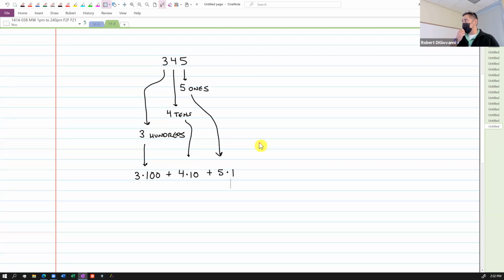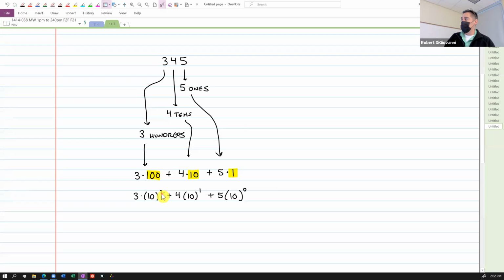Now check this out. This is the cool part. Every single one of these numbers here, 100, 10 and 1, those are all powers of 10. Watch. This is 3 times 10 squared plus 4 times 10 to the first plus 5 times 10 to what power? 0. So when we write 5 in the first digit, this is how many 10 to the zeros we have. When we write 4 in the second digit, this is how many 10 to the first powers we have. If we write 3 in the third digit, this is how many 10 to the second powers we have.